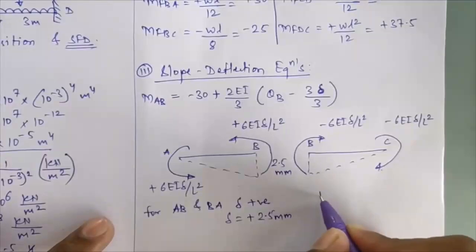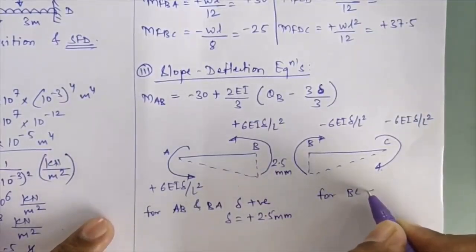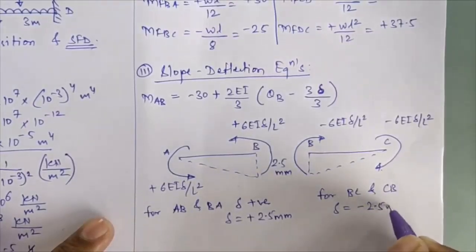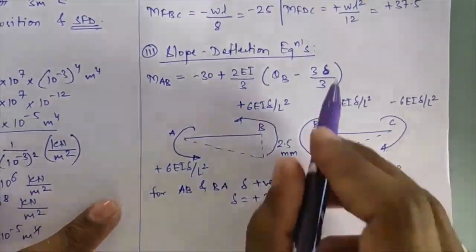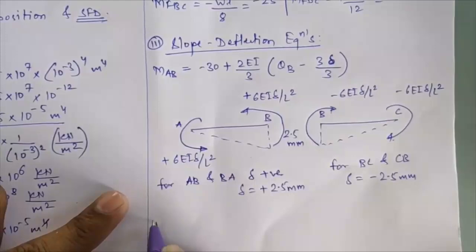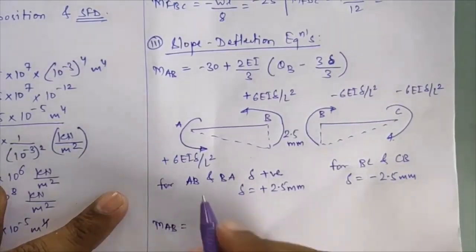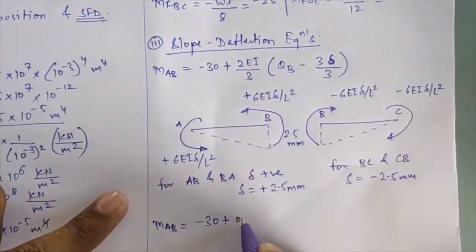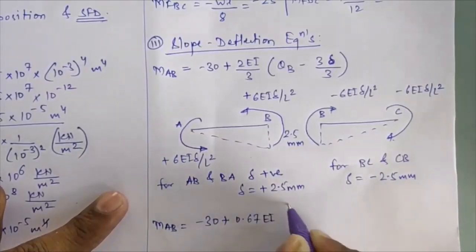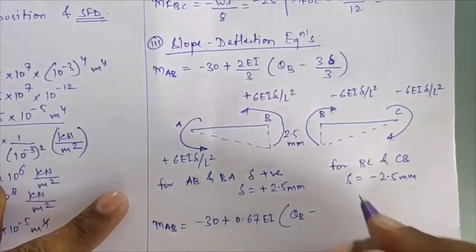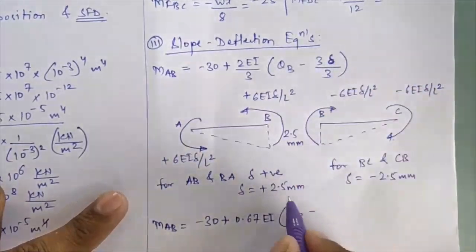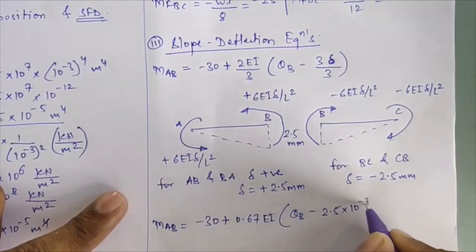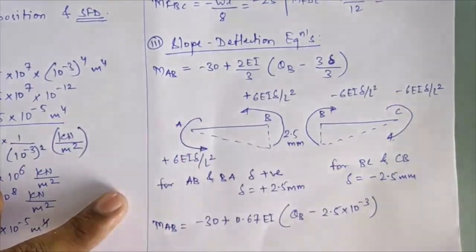Okay, and in the same way for spans BC and CB, you have to substitute that delta as minus 2.5 mm. So here I'll substitute your delta value, and I'll get the equation of MAB as minus 30 plus 2 by 3, that comes to 0.67 EI into bracket theta B minus 3 will get cancelled, just delta will remain, that is 2.5. This is given in mm, I'll consider that in meters, so I'll get 2.5 into 10 raised to minus 3.